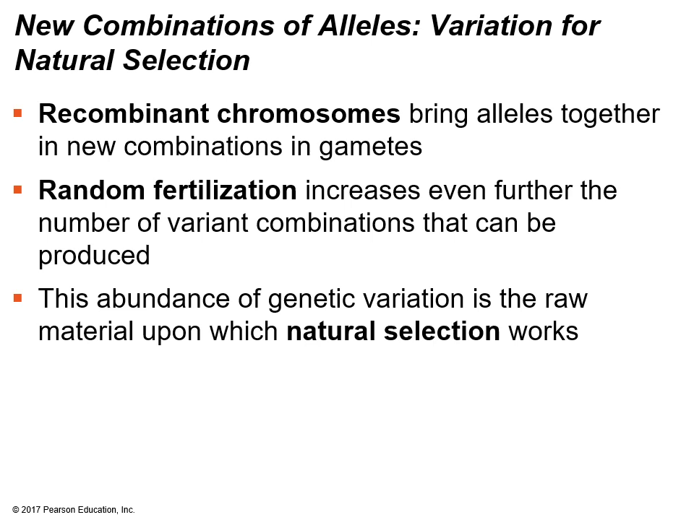This abundance of genetic variation is the raw material upon which natural selection works. So the variations that end up being produced that are more favorable for survival are going to be selected over the non-favorable variants.